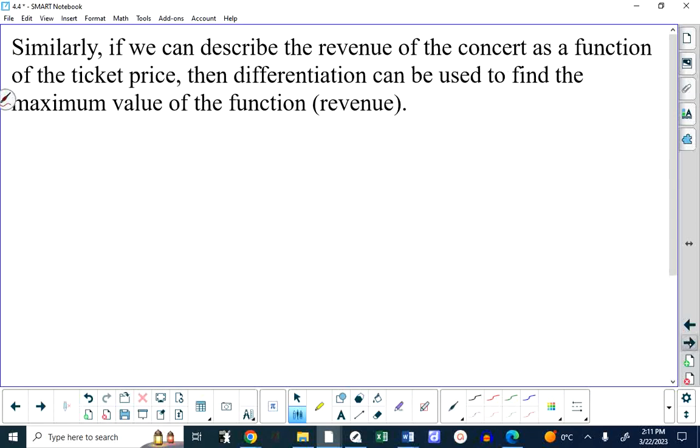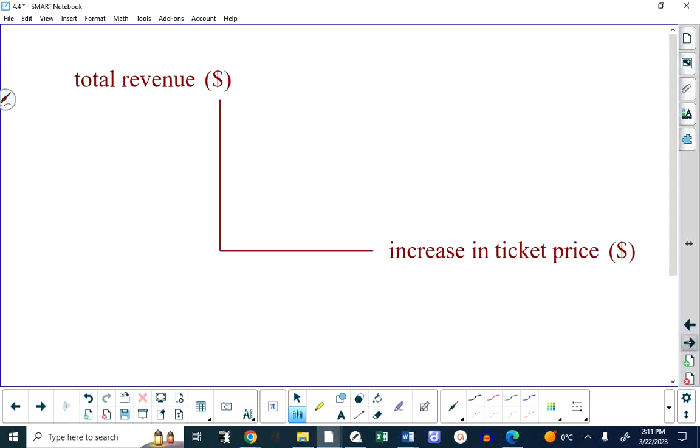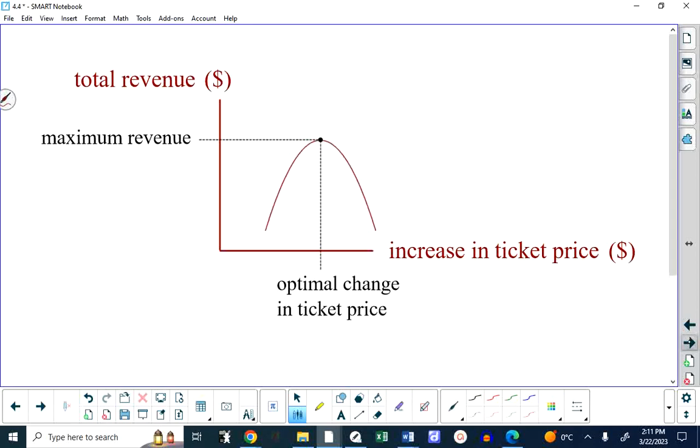On the other hand, if you can describe revenue as a function of the ticket price, or I've got increase in the ticket price, we'll worry about that later. And it turns out that the function looks like this, then what we've got is a maximum revenue that occurs at an optimal change in the ticket price. And at this point, of course, the derivative of revenue with respect to I, for the increase in ticket price, would have a critical value for the increase in the price of the ticket. Whatever that number is, that's what you want to do, because that will produce the most revenue.